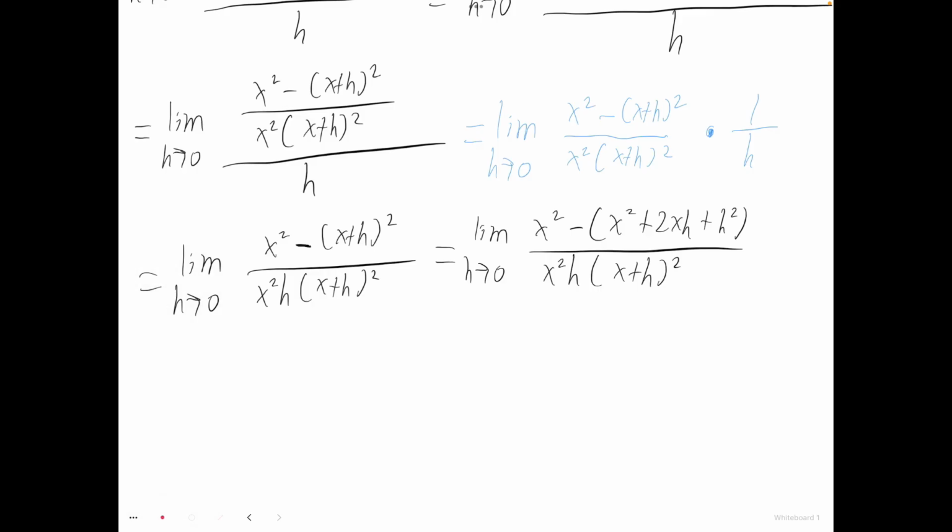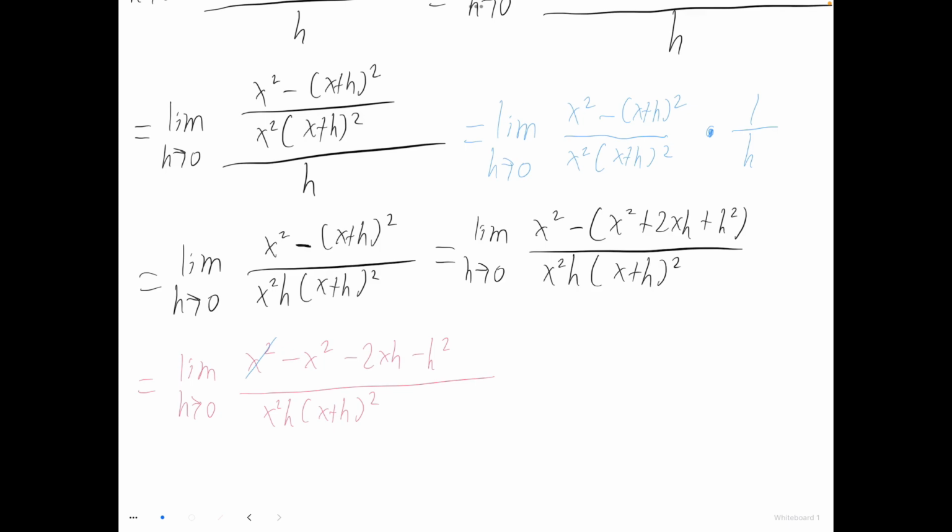And so now we're going to distribute the negative that we have on that one term in the numerator. So we have x squared minus 2xh minus h squared, all divided by x squared h times (x plus h) squared.